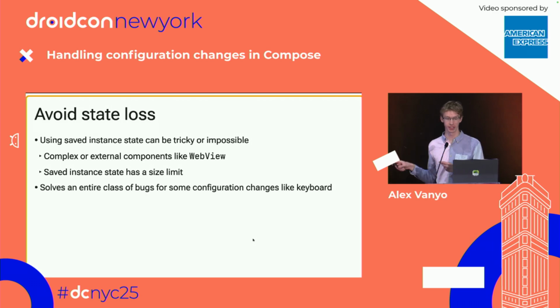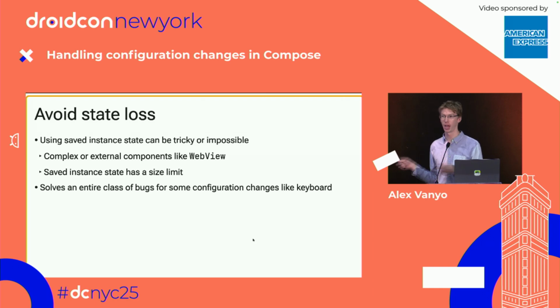And this solves specifically an entire class of bugs for some configuration changes, specifically things like keyboard. So plugging in or removing a hardware keyboard or a wireless one with Bluetooth is a configuration change. By default, this will cause activity recreation. And this can lead to some really terrible user experiences where you plug in a keyboard and the app resets. You lost where you were in the app completely, it restarts. And then you disconnect it, same thing happens. This is really, really frustrating.